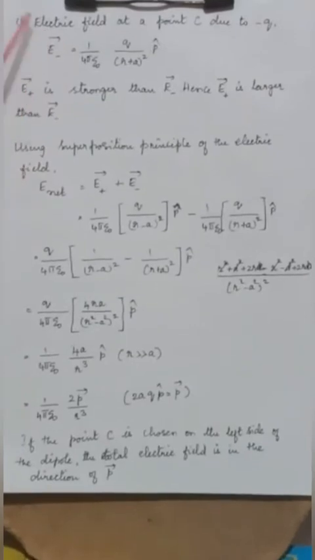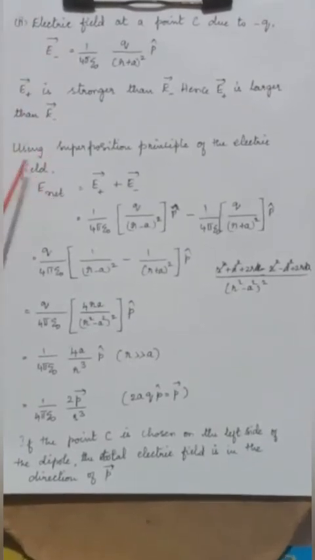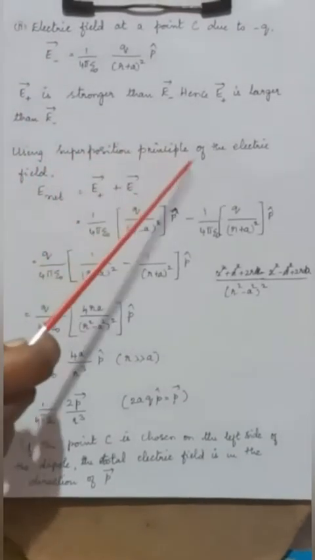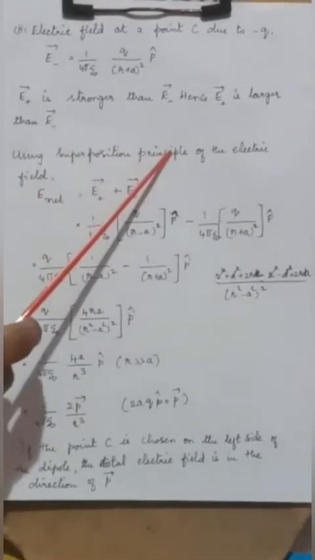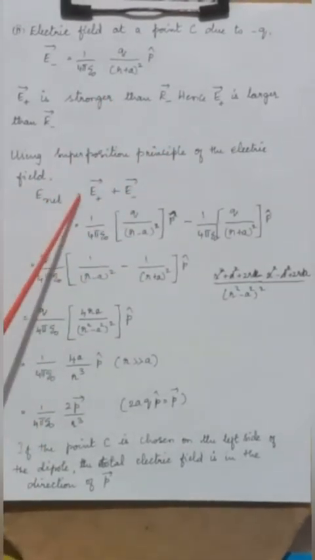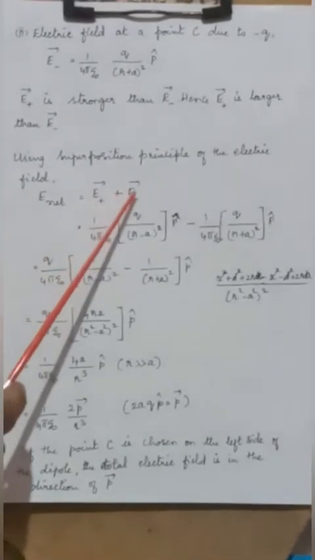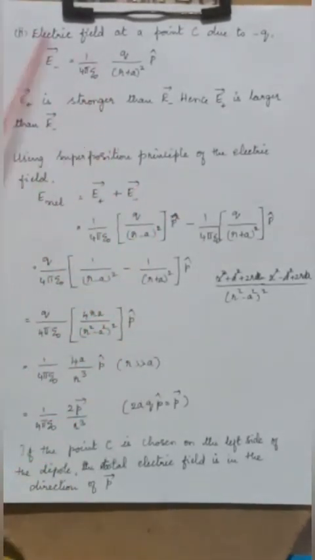Now, when I add, what will I call that? That principle is called the superposition principle. So the superposition principle is applied. So E net will be equal to E plus plus E minus. I just need to add both.